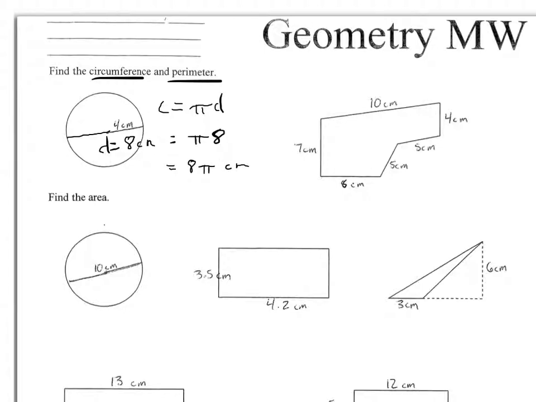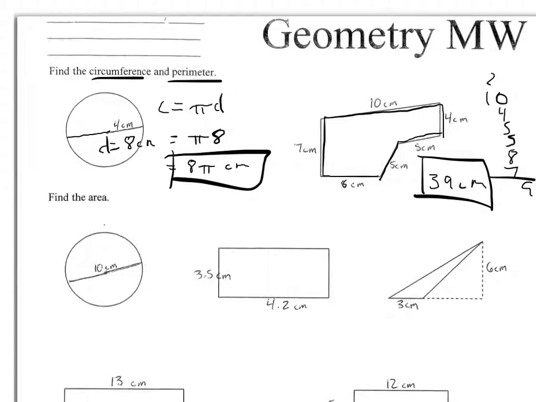Looking over here for perimeter, that's the distance around the shape. That means we just need to add up all of this. 10 plus 4 is 14, plus 5 is 19, plus 5 more is 24, plus 8 would be 32, plus 7 should be 39 centimeters. Let me check my addition there really quickly. 10, 4, 5, 5, 8, 7 is 4, 9, 14, 22, 9, carry the 2, 39 centimeters. Good.